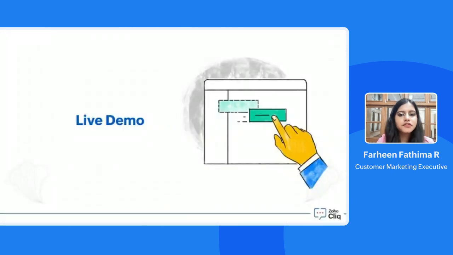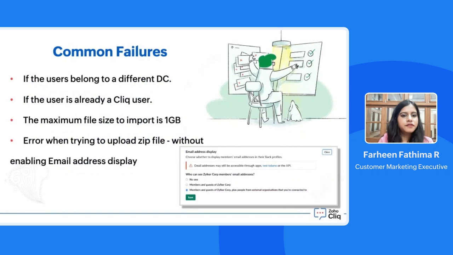So now that you've looked into the steps followed for Slack migration, let's look into scenarios where the migration might fail. If the users belong to different DCs, then you will not be able to migrate them. And also, if the user you're trying to import is already a Cliq user, then your migration might fail. The maximum file size to import is 1 GB.